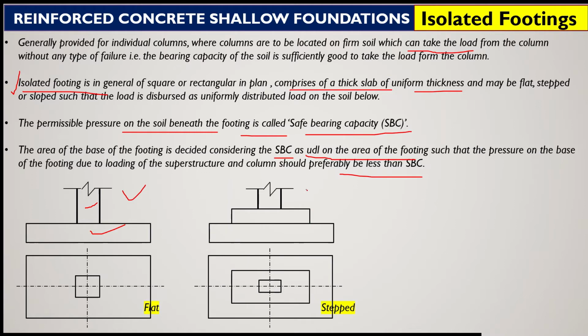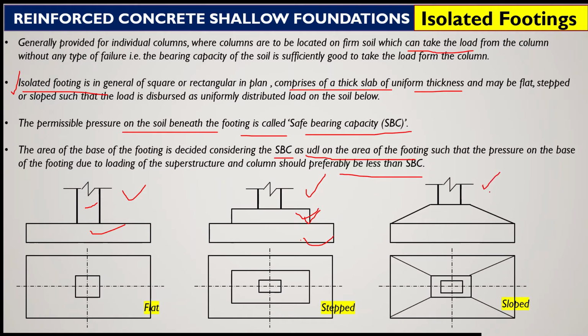Now in this figure, you can see that column is transferring load in the form of steps. That means footing is in the form of steps. This is one step, this may be another step. A number of steps may be there, and the load of the column will be first of all transferred to the upper step. Then this upper step will transfer the load to the lower step, and ultimately load will be safely transferred to the soil. So this type of footing is known as stepped footing.